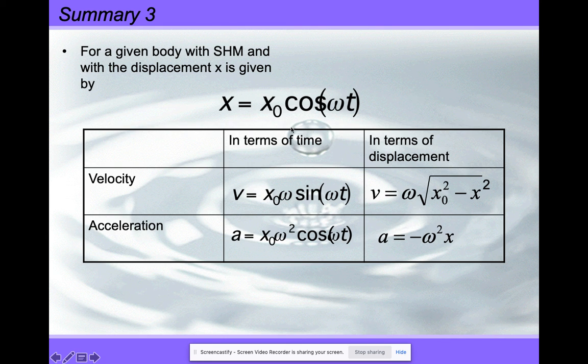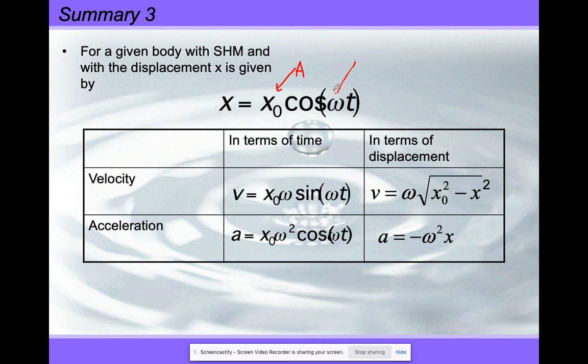These are your equations. This is your displacement equation. x, displacement, is equal to the amplitude, x naught, the displacement from equilibrium. So this could also be written with an A. Everything that's an x naught could be an A. Then cosine of angular frequency times t. And anything that has the x naught, you could think of it as amplitude.